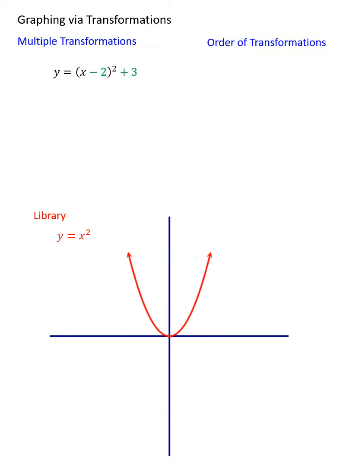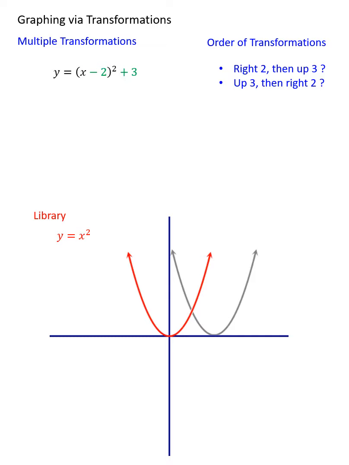And what is the order of transformations? In other words, on this problem, was I supposed to shift right 2 and then up 3? Or was I supposed to shift up 3 first and then right 2? Well, let's examine each of them.